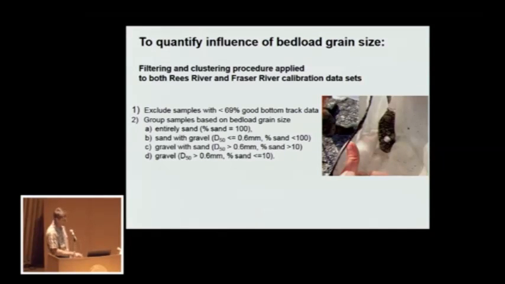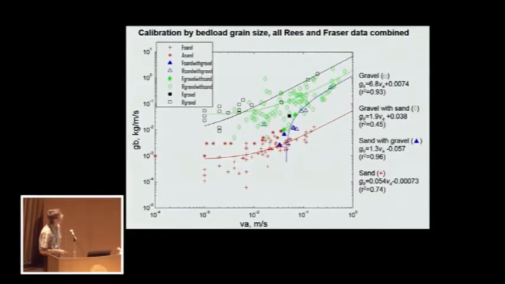Taking all the samples and dividing those into those 4 categories, and excluding any data that had a relatively low percentage of good bottom track, this is that final calibration relation. So in green are all of the gravel with sand samples. In red is all the sand samples. Blue is sand with gravel, and black is gravel only. And on this plot, I've put both the Fraser and the Reese. So F is Fraser, R is Reese.